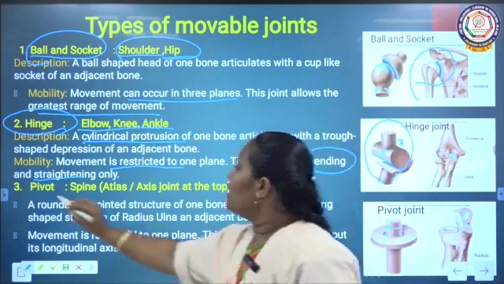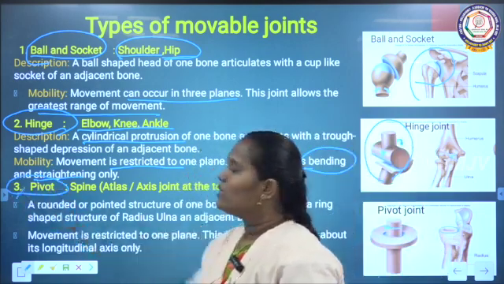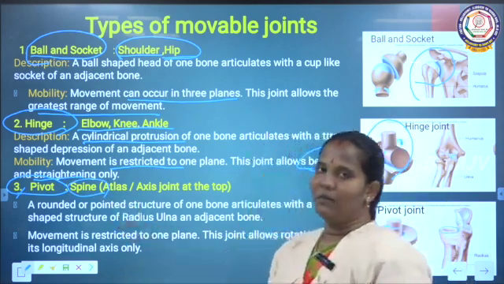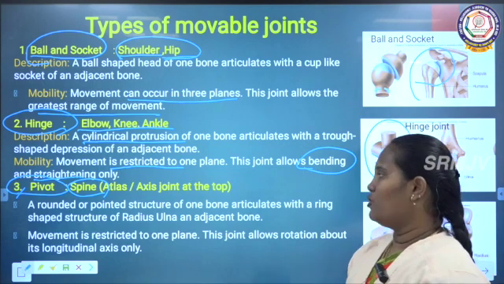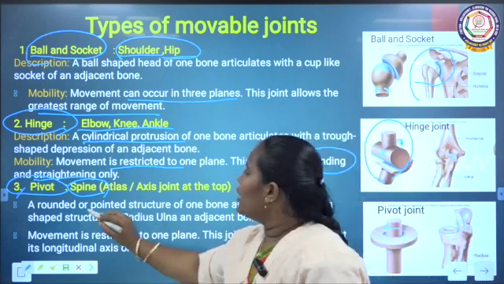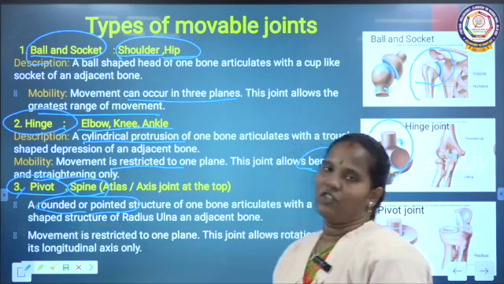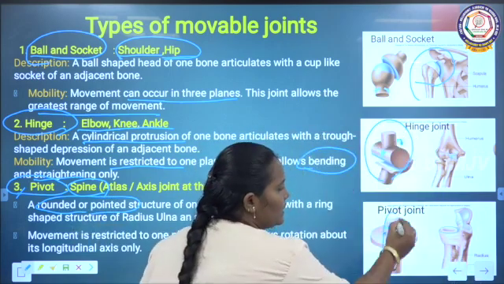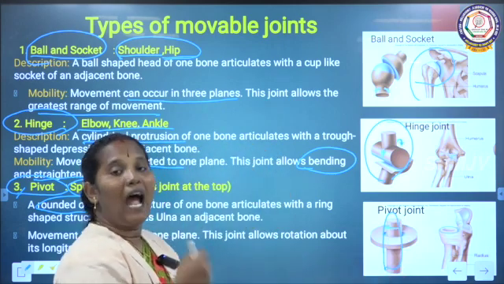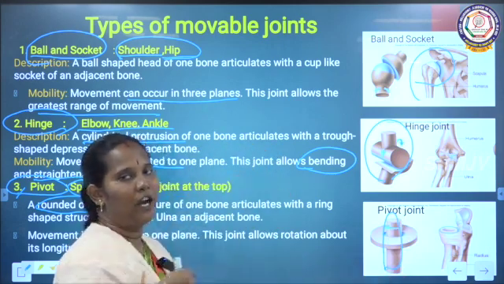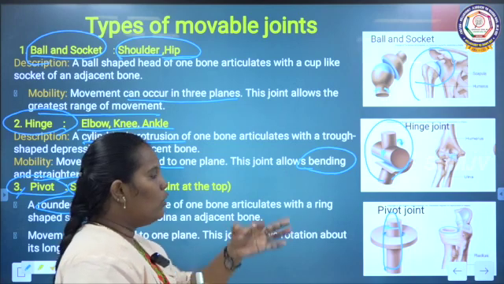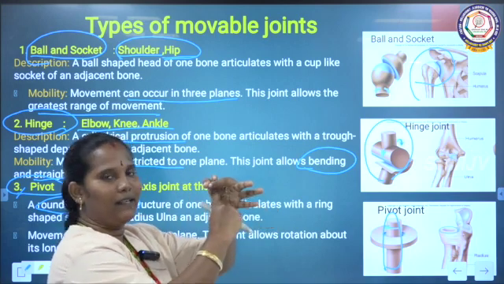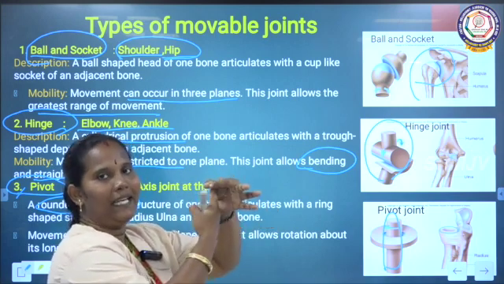Then the third one is the pivot joint. What is the example for that? The spine. The spinal cord is the example for that pivot joint. See here a rounded and pointed structure. One end of the bone is rounded or pointed, and another is ring-like in shape. So one bone is ring-like and the other bone is pointed, so it can move freely like this.